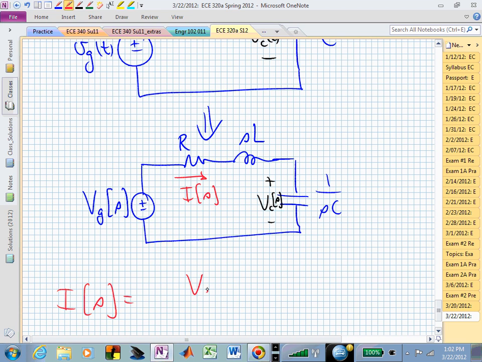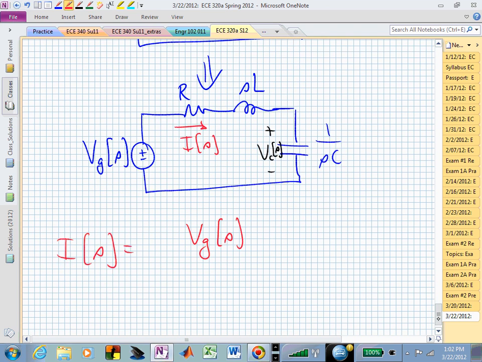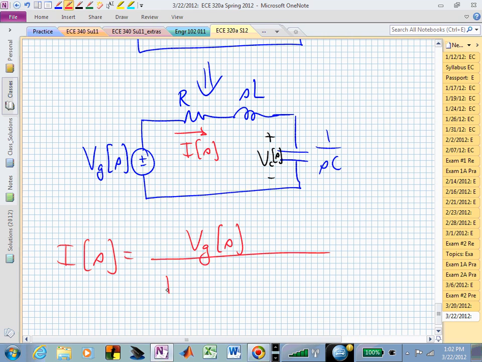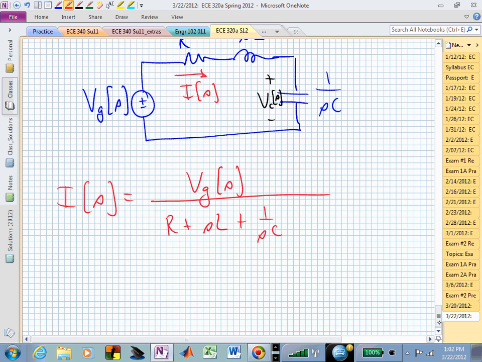So here is our source, and we can find the total impedance in that series circuit by just adding up all three impedance values. And obviously, we may not want ratios of ratios. We may just want a ratio of polynomials, a polynomial in the numerator and a polynomial in the denominator. We may not want a ratio of terms in the denominator, so we may want to clean this up, but let's see what happens as we go.